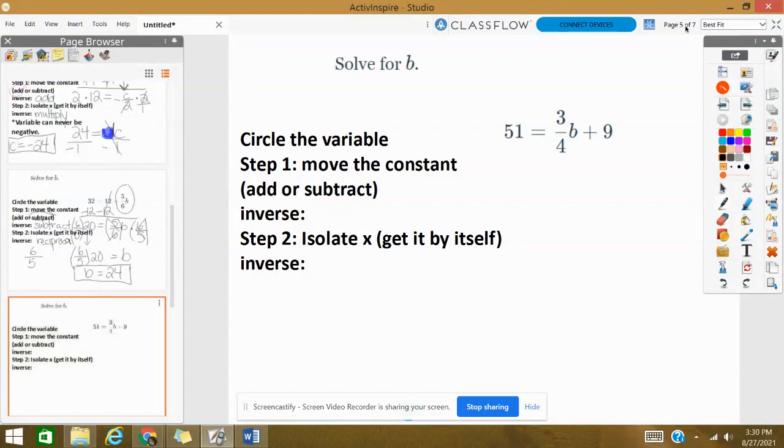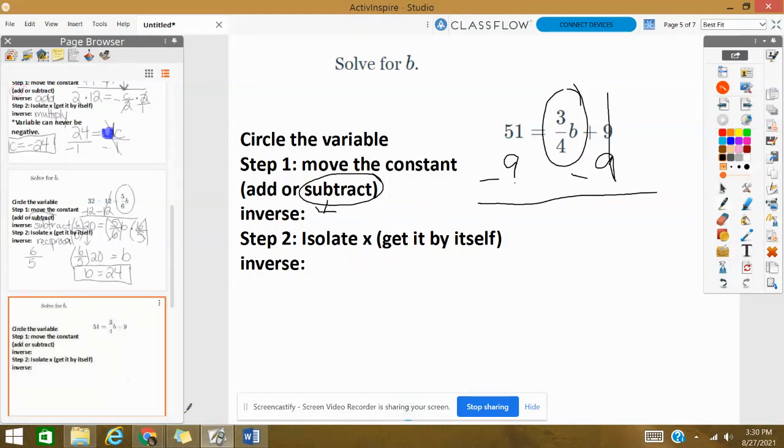First, I'm going to go ahead and circle my variable because I know that's the part I want to get by itself. So I'm trying to move my constant. I have a positive 9 here. So the inverse would be to subtract. Okay. So I'm going to subtract 9 on both sides. On the left-hand side, I have 51 minus 9, which is 42.